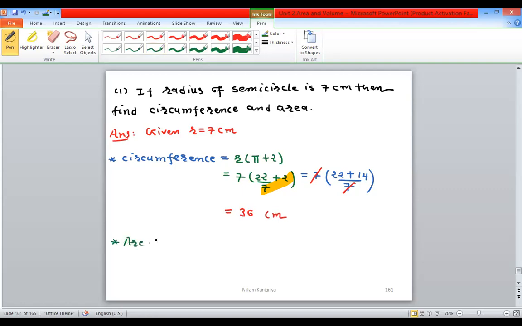Now the area of the semicircle is half of the area of the circle. Put everything in the given equation. 1/2 is outside. Pi's value is 22/7. And r is 7 squared, so it means 7 into 7. Look here, 7 and 7 cut, 2 and 22 cut, it's 11. So your area is 77 centimeters square. So this is the answer.